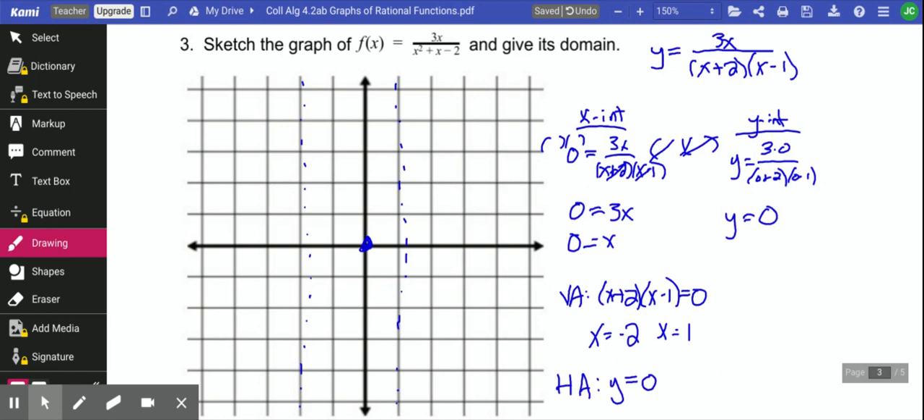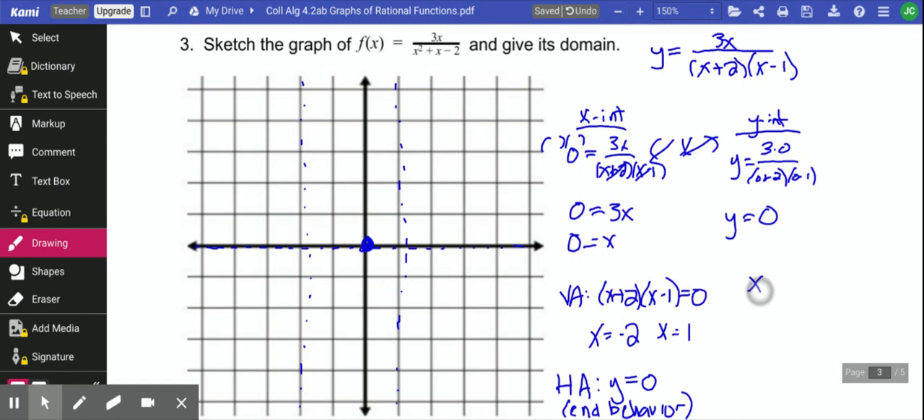Now we need to make a comment about this. Vertical asymptotes we are never going to cross. Horizontal asymptotes do get crossed sometimes because remember, horizontal asymptotes are about end behavior. So our graph is going to approach 0 in its end behavior, but notice right here, it actually crosses that asymptote, and that's okay. So horizontal asymptotes might get crossed sometimes.